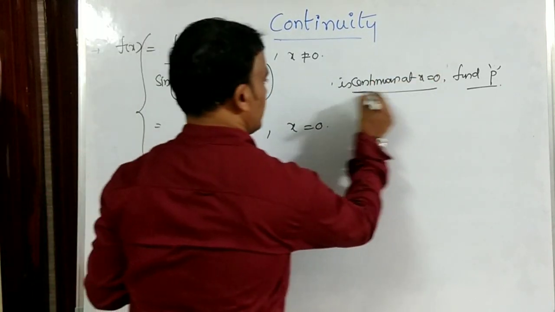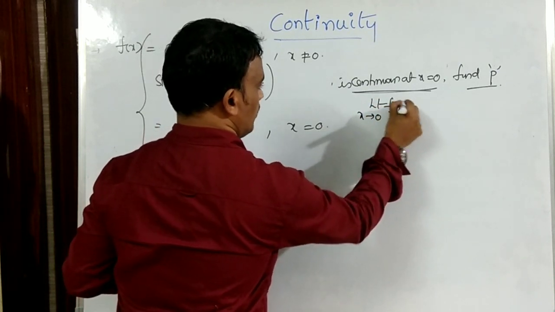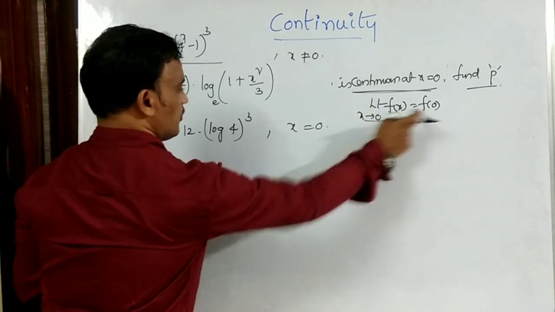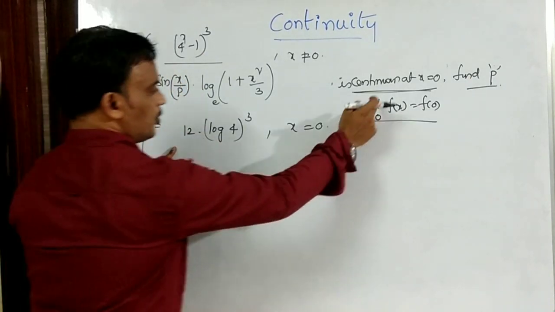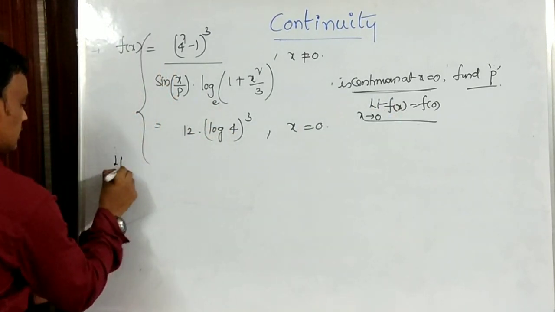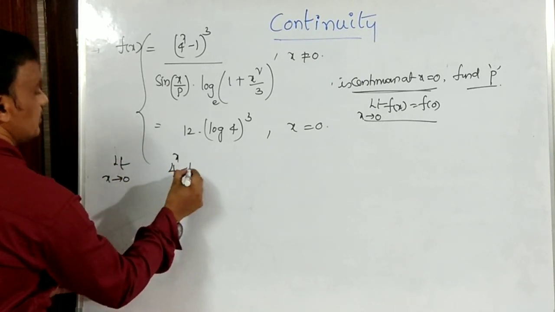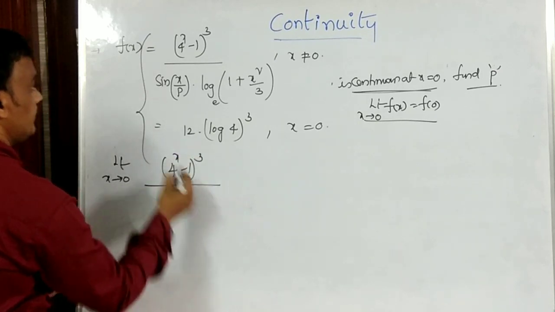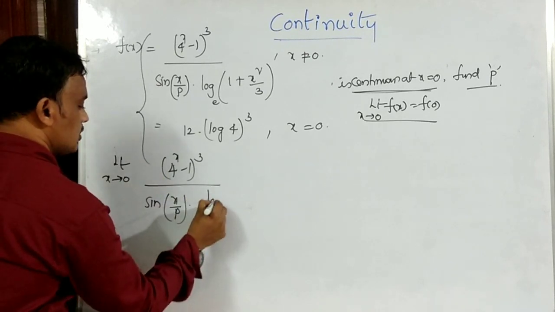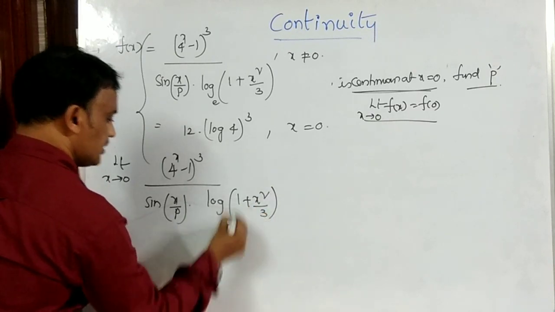So clearly I am going to write: continuous at x equals 0 means limit x tends to 0 f of x equals f of 0, which is your continuity definition. So f of 0 value is already given. Now I am going to find limit x tends to 0 of f of x and equate it to this value. So limit x tends to 0, (4^x minus 1) whole cube by sin of (x by p), into the logarithm of 1 plus x square by 3 base e.